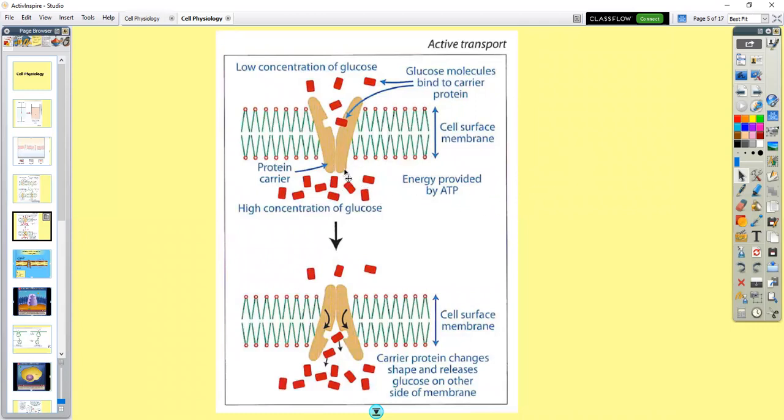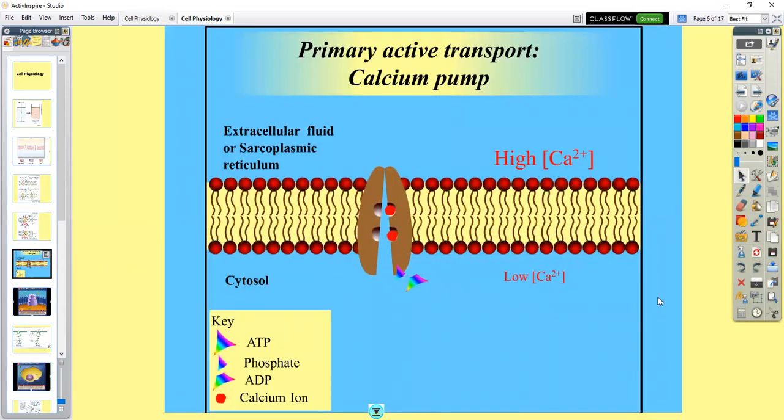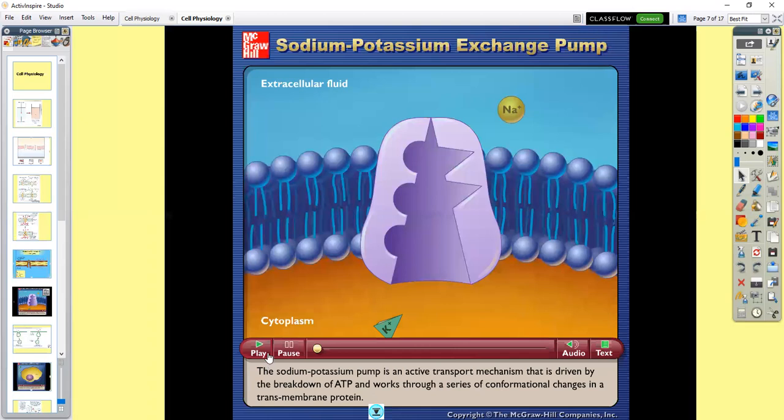It would break down, perhaps bind to the carrier protein, causing it to pick up that low concentration substance, whatever it is, glucose here you can see. It causes it to pick it up and then causes the protein to change shape, so it's transported to the other side. You can see that in this little animation here. So you've got a high concentration of calcium at the top here, and a lower concentration at the bottom. ATP is used up to provide the energy to transport that against the concentration gradient. Okay, also seen in this little animation.